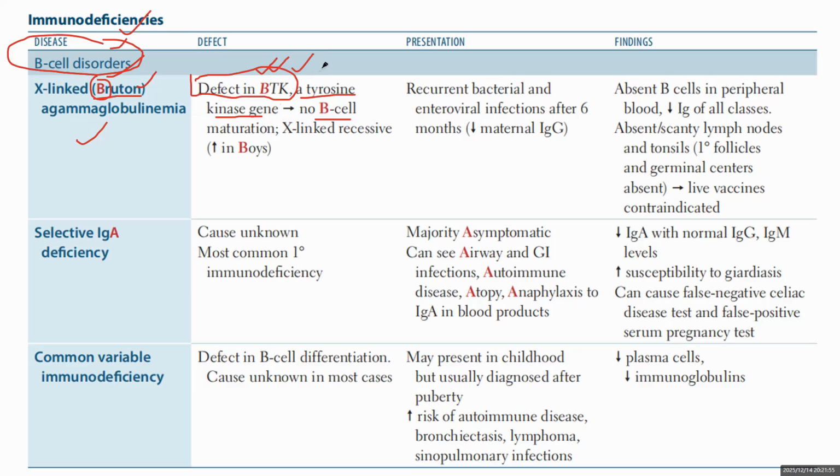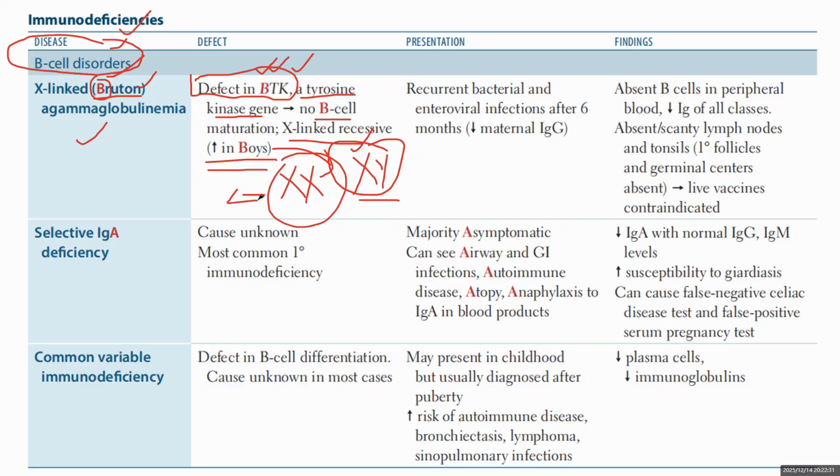Also remember why it is called X-linked recessive and why it is more common in boys. Girls have XX and boys have XY. Because this is X-linked recessive, it is more frequent in boys: if their one X is defective, the mutation shows. But girls need two defective copies, so the chances are less in them.